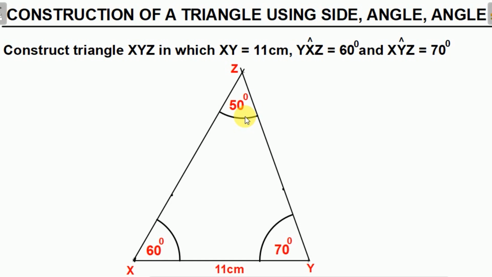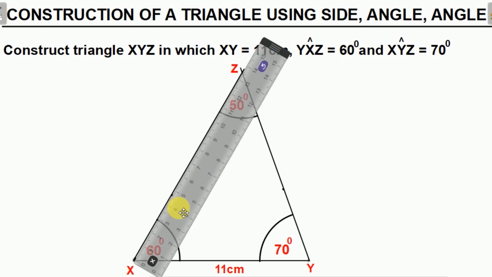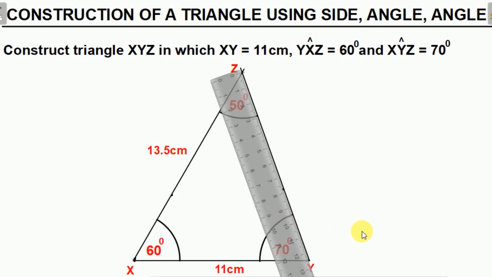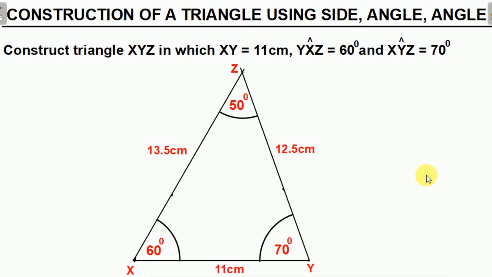So we can finish this triangle by measuring the line XZ and the line YZ. So if we measure our line XZ, that's going to be 13.5. Then if we measure our line YZ, so as you can see, that's 12.5 centimeters. This is how you can construct triangle XYZ when you have been given side, angle, angle.